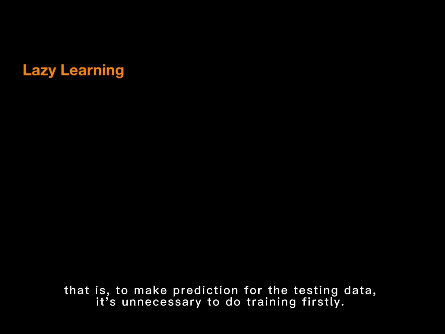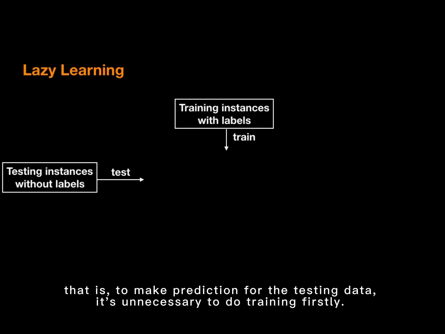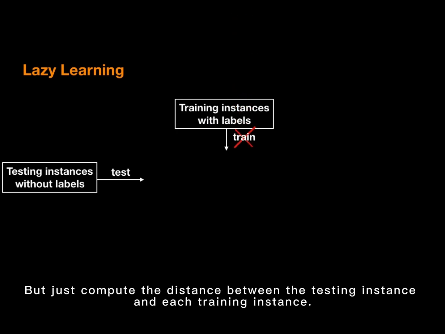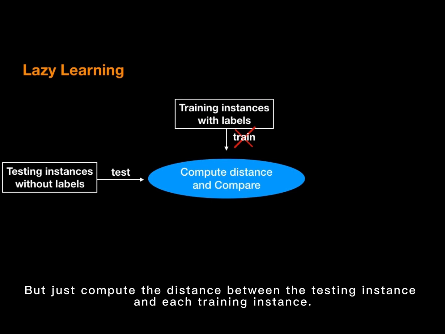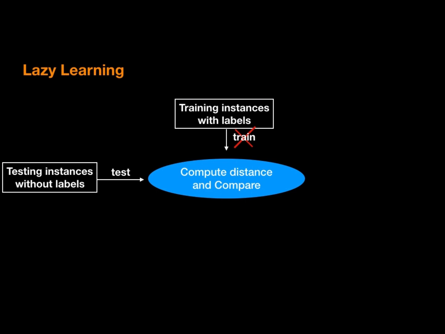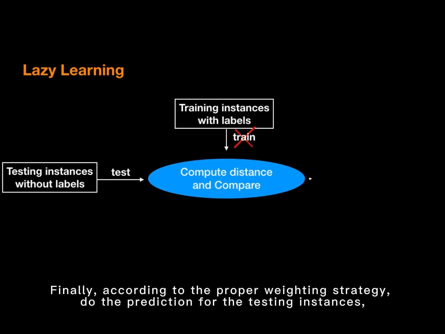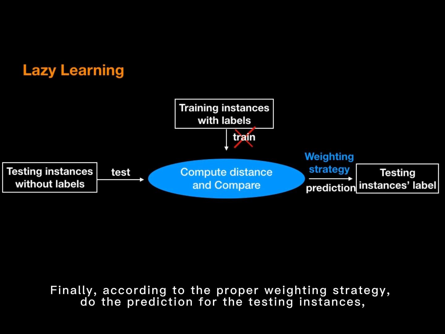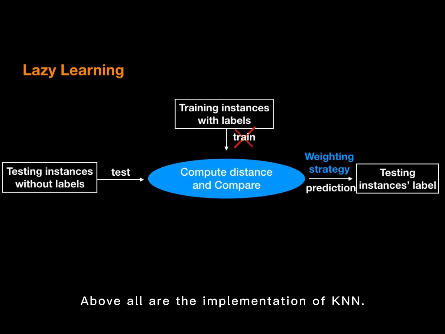That is, to make a prediction for the testing data, it's unnecessary to do training first, but just compute the distance between the testing instance and each training instance, and then gather k training instances which have relatively nearest distance as its neighbors. Finally, according to the proper weighting strategy, do the prediction for the testing instance. Above all is the implementation of k nearest neighbors.